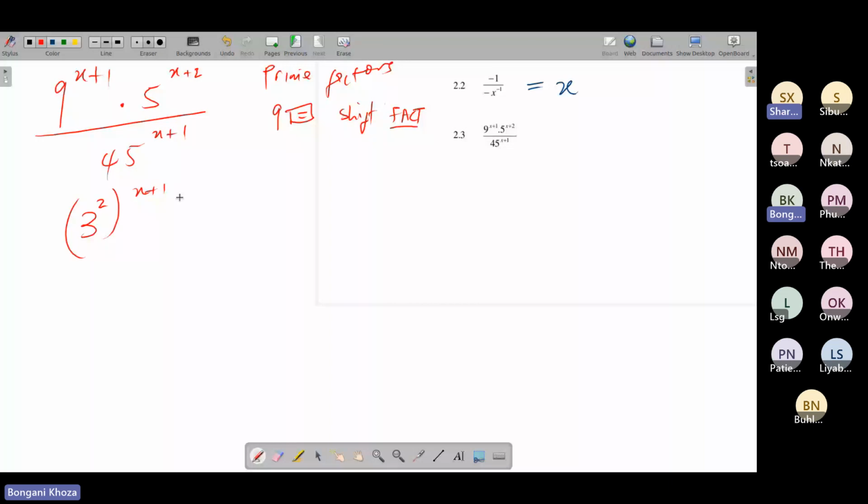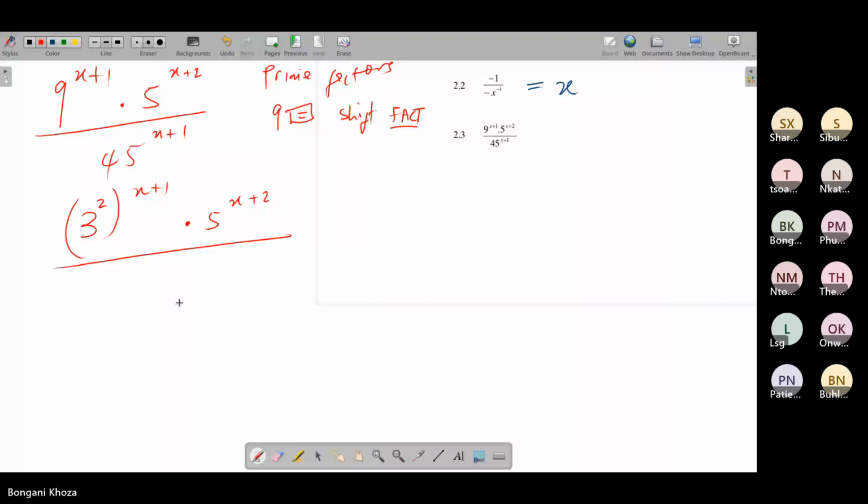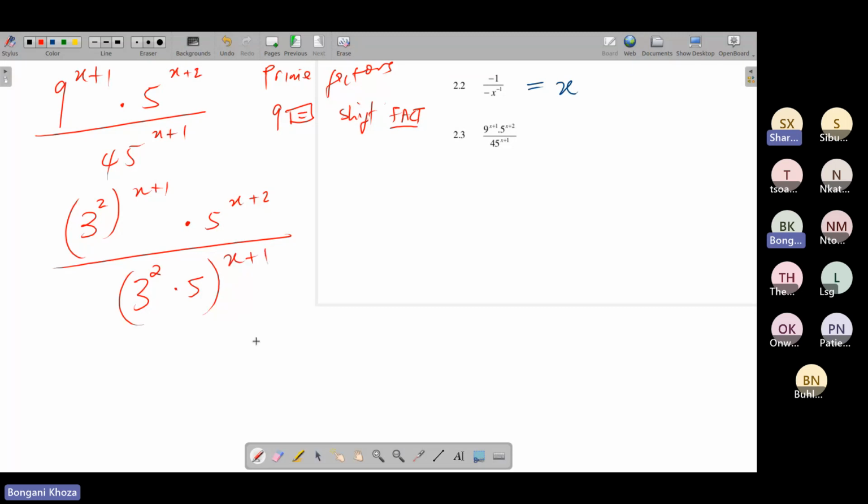And then for 5, will 5 have any factors, or is it a prime? It's just a prime number on its own. So we're just going to write it as it is. All right. And then for 45, what do we get? 3 exponent 2 times 5, like that. And then this is x plus 1, like that. So we have done the first part. We have converted everything to prime factors.